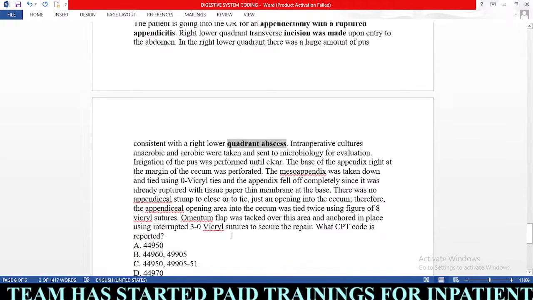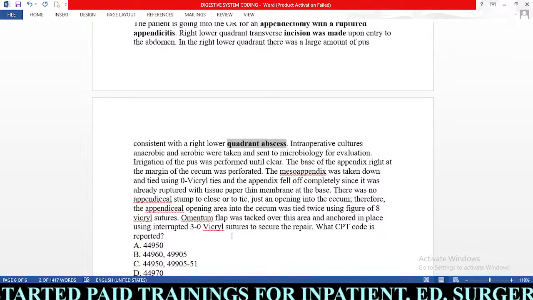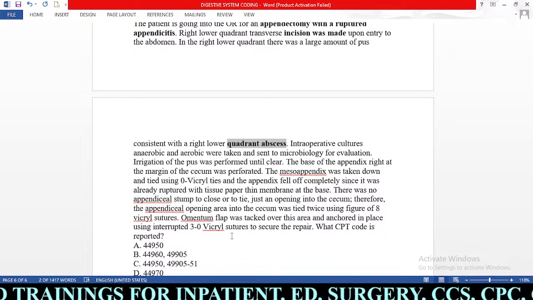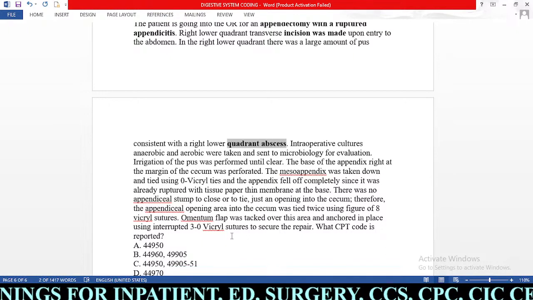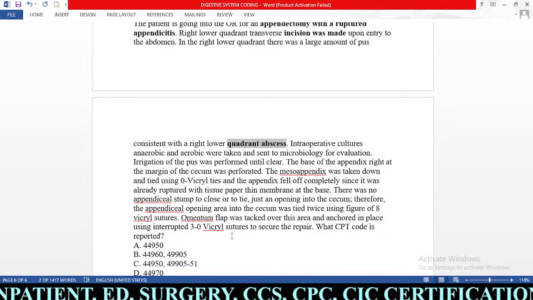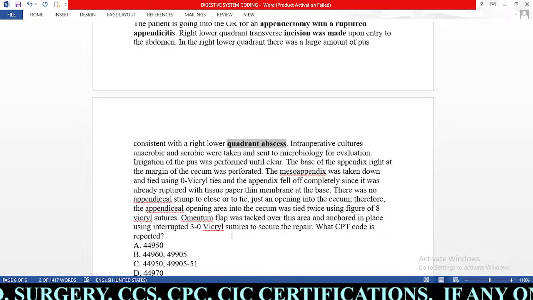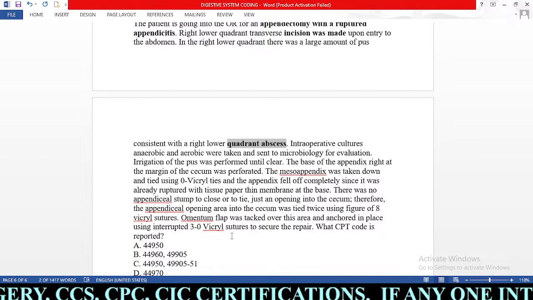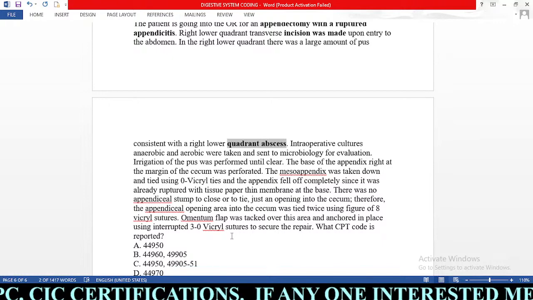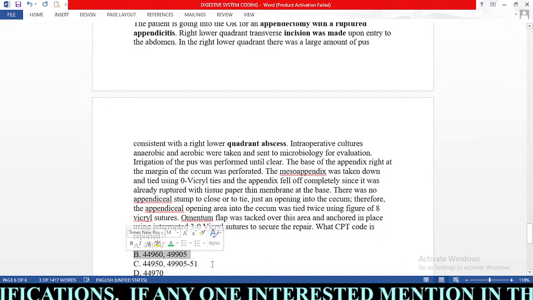Okay. Now we will check 44950. So what is 44950? 44950 is appendectomy, normal appendectomy, open appendectomy. 44960 is for ruptured appendix with abscess or generalized peritonitis. So based on our documentation, the patient had ruptured appendicitis, so we need to choose 44960. So B is the answer here.